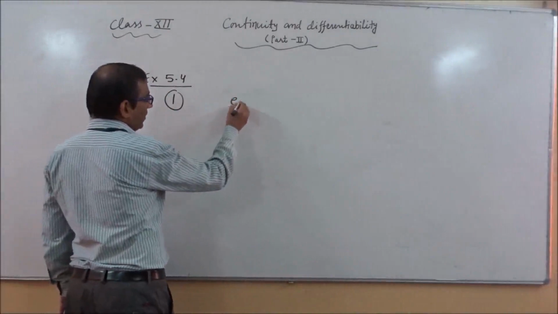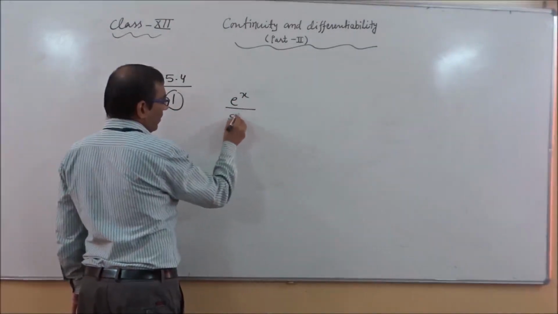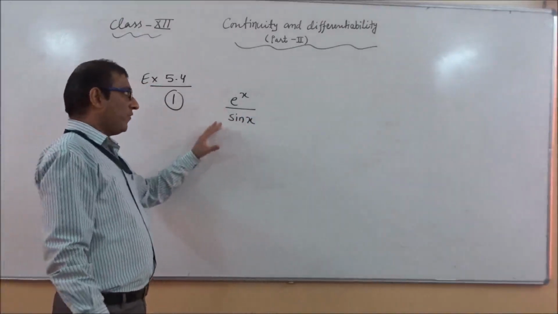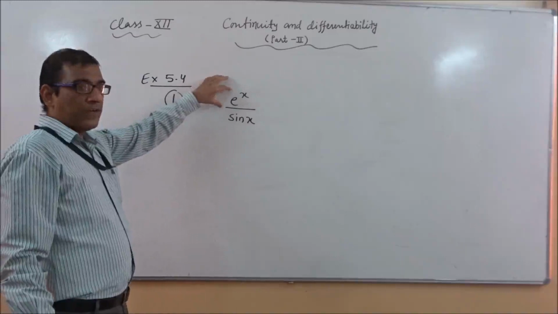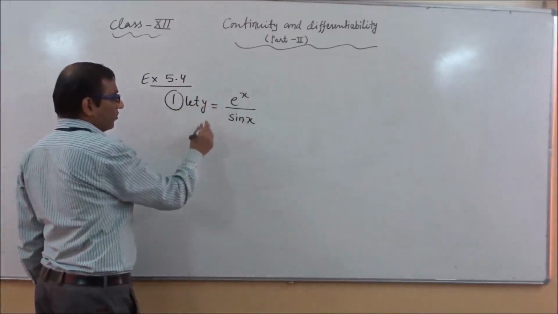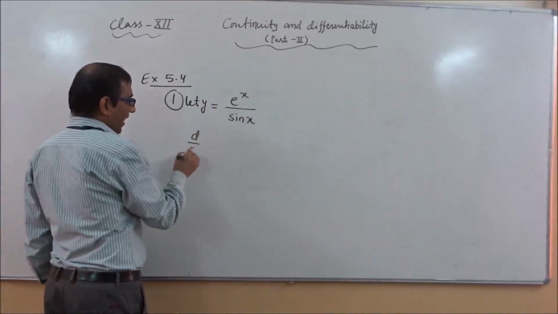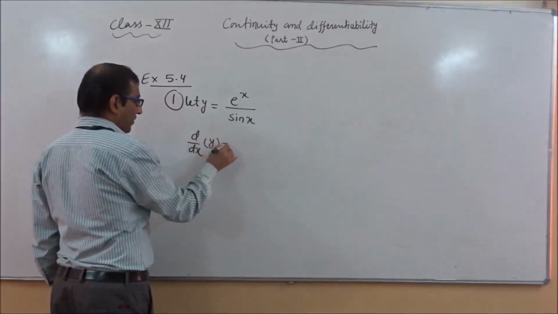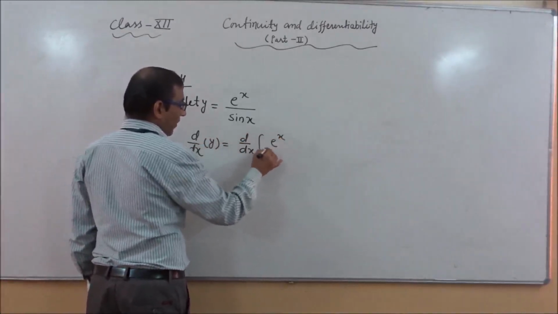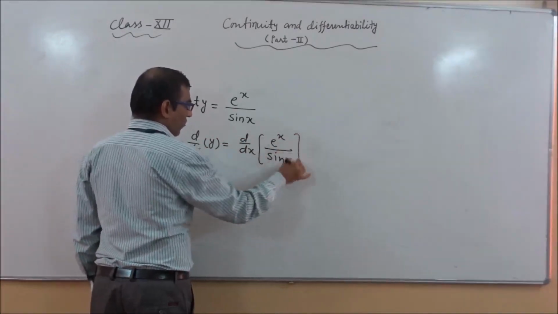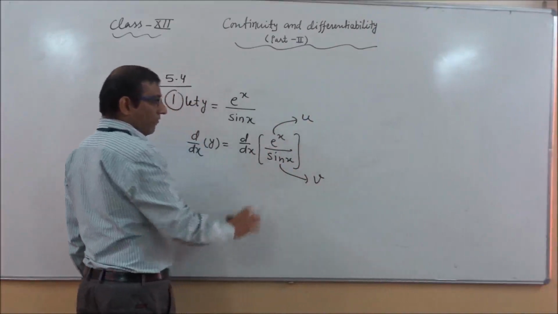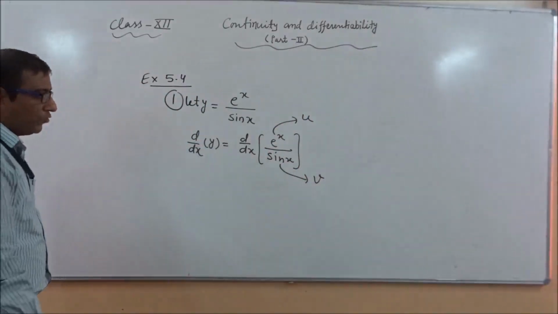The first question is how will we differentiate e raised to the power x upon sin x. So we can say it is the division of an exponential function and a trigonometric function. So how can we start? Let y equal this, and again we will continue with d by dx, which is the symbol of derivative, and here again we will write e raised to the power x upon sin x. If this is u and this is v, it means we will apply the division rule of derivative, that is the u upon v method.